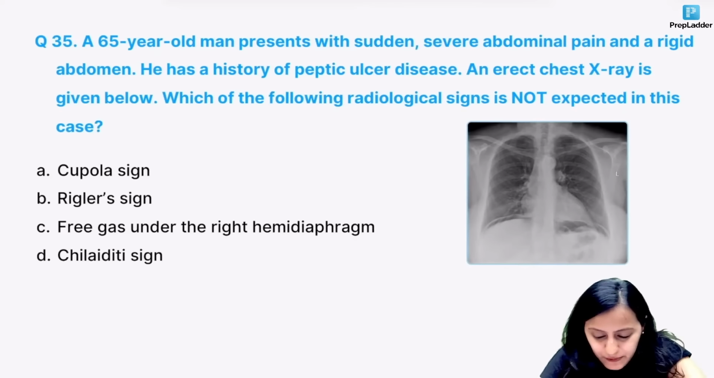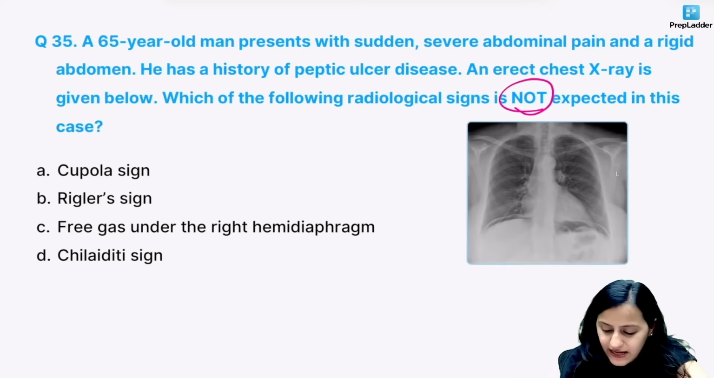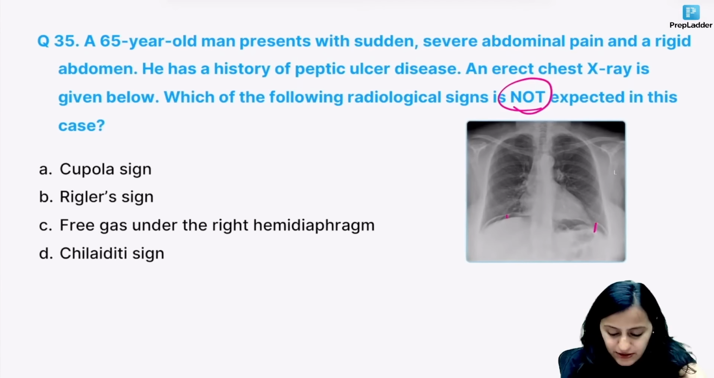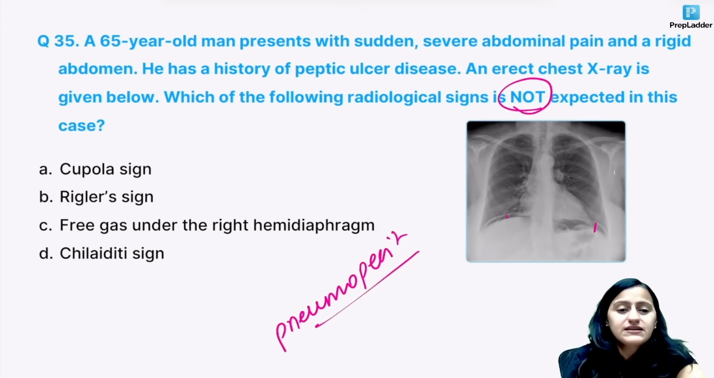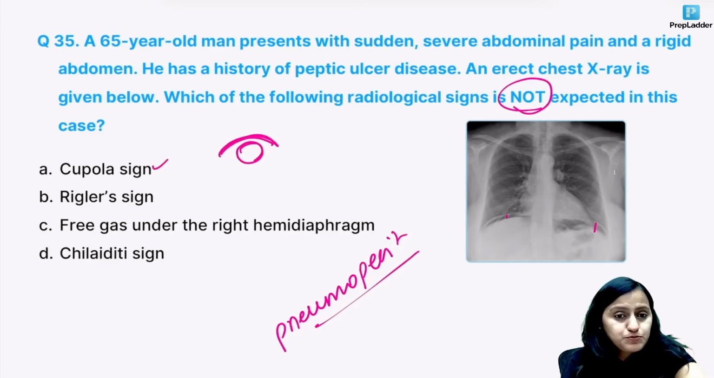Okay, next one. Which of the following signs is not expected in this case? Look at this. What are you seeing? The air under the diaphragm. So what is the diagnosis here? This is pneumoperitoneum that you are seeing here. Do you see the cupola sign? When air accumulates under the central part of the diaphragm, that is the cupola sign.